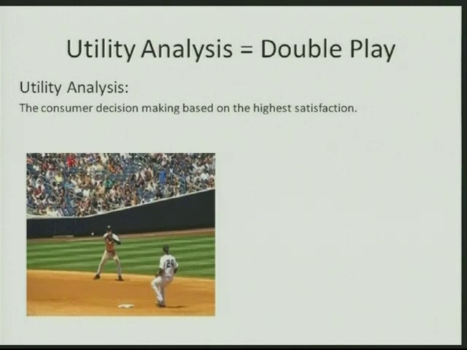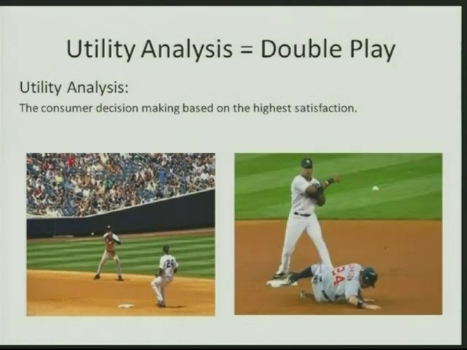Anytime a rational decision is made, it is economics. Even this moment in baseball gives us insight into economic principles. Jeter has a decision to make, and only a split second to make the right decision. Jeter can either simply throw to first and guarantee one out, or he can attempt to maximize his utility and satisfaction by turning two. You know the play.